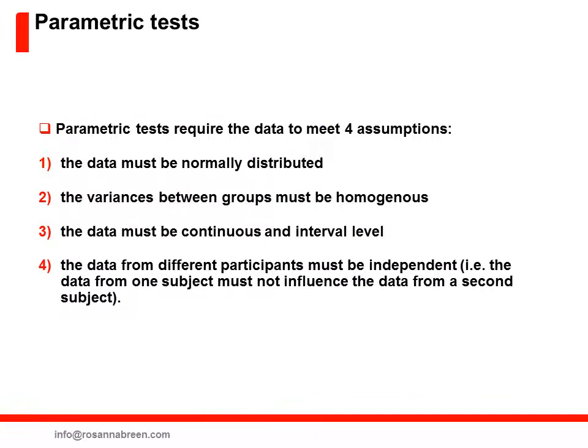Let me remind you then about the assumptions that parametric tests have to meet. The data must be normally distributed. We've looked at that in previous elements of this course. The variances between groups must be homogeneous, so that means that the way in which the scores vary from the mean must be the same in the two groups. The data must also be continuous and interval level data. And finally, the data from different participants must be independent, so we can't have the data from one subject influencing the data from a second person.